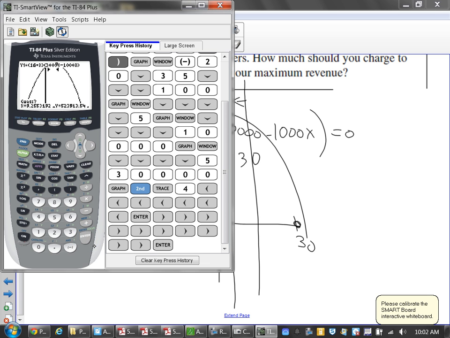And hit enter. Now there's another arrow. And hit enter one more time. Your maximum value is at the ordered pair of 7 and 529,000.